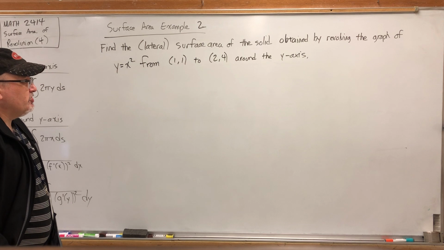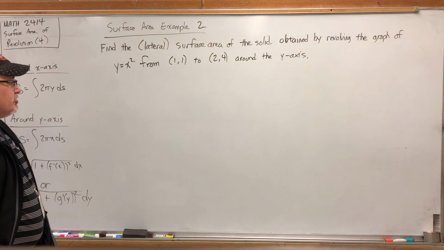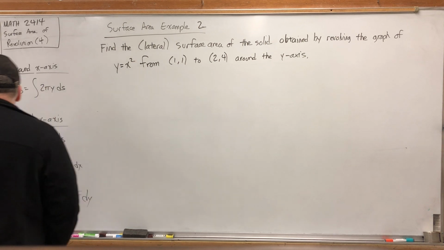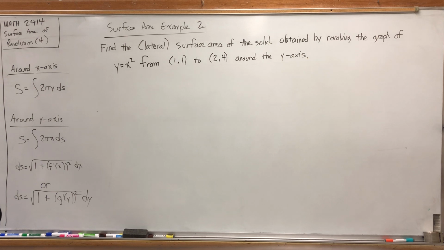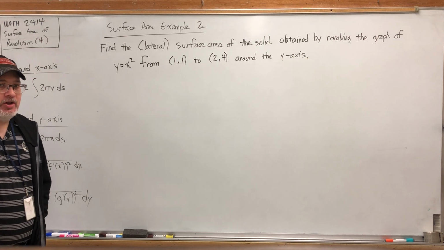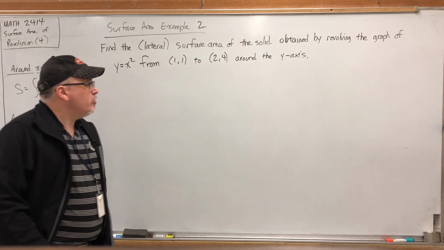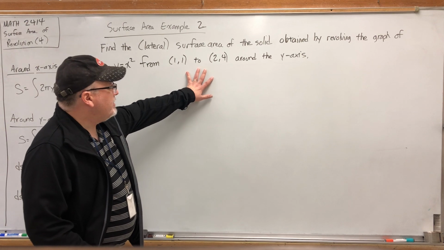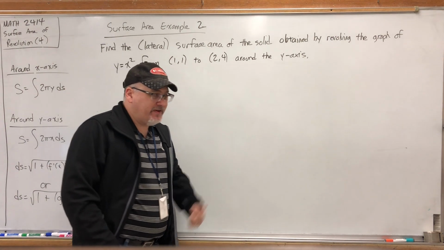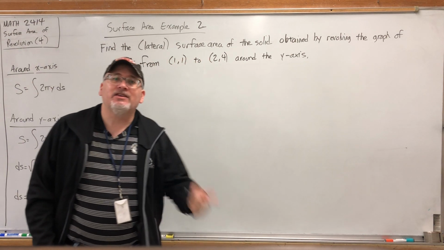Find the lateral surface area of the solid obtained by revolving the graph of y equals x squared from (1, 1) to (2, 4) around the y-axis. Now, what's the biggest difference between this problem and the previous one? If you said it's the ordered pairs, not really. I just gave you the actual coordinates of the beginning and the ends of the graph as opposed to just the range of x values.